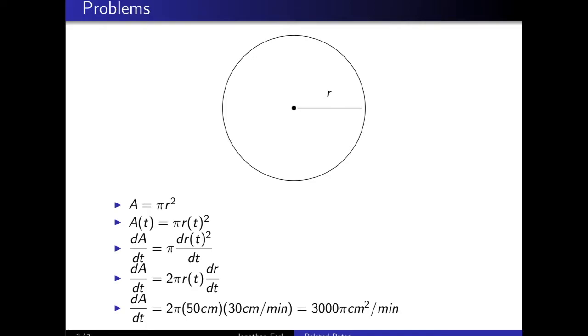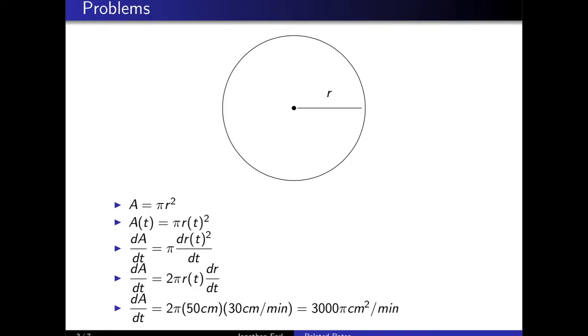So on the right-hand side, we'll get 2 pi r dr by dt, and then at this point, we just want to go and plug in all of the things that we're given. So we know that at the radius of 50 centimeters, our radius is changing at a rate of 30 centimeters per minute, and that tells us that the area is changing at a rate of 3,000 pi centimeters squared per minute.